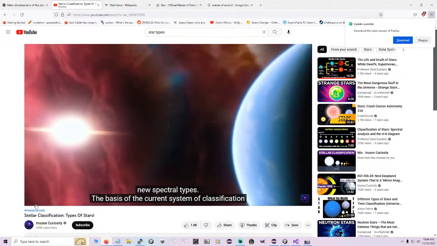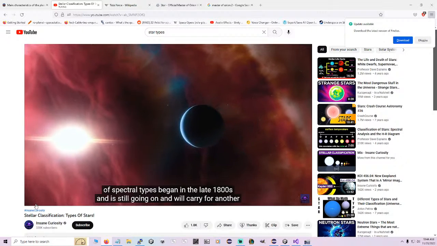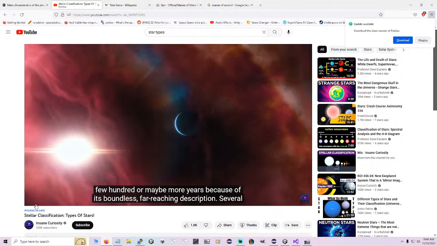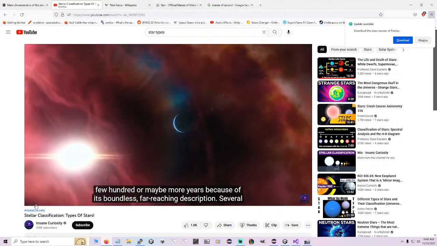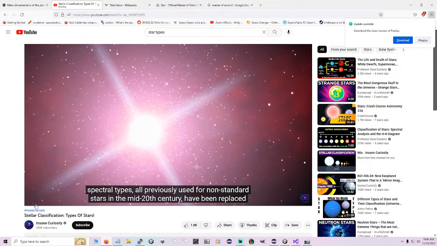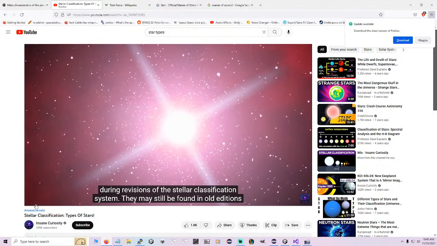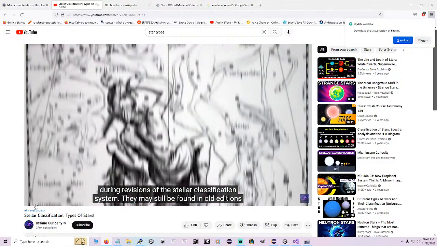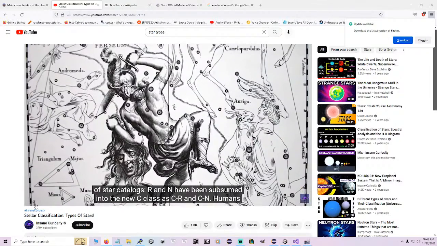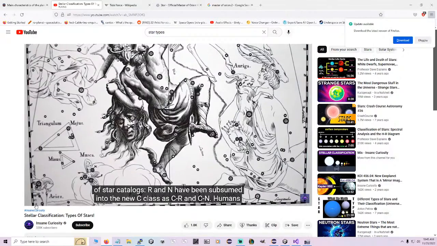The basis of the current system of classification of spectral types began in the late 1800s and is still going on, and will carry on for another few hundred or maybe more years because of its boundless, far-reaching description. Several spectral types, all previously used for non-standard stars in the mid-20th century, have been replaced during revisions of the stellar classification system. They may still be found in old editions of star catalogs. R and N have been subsumed into the new C class as CR and CN.